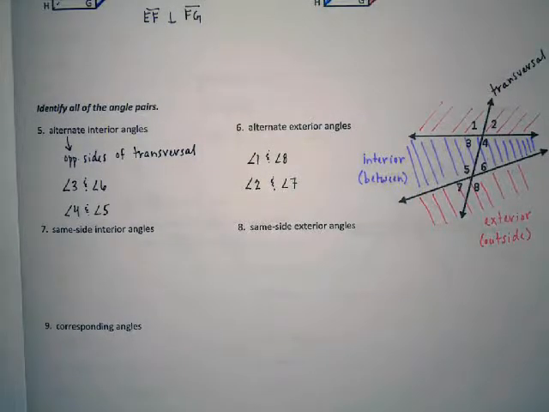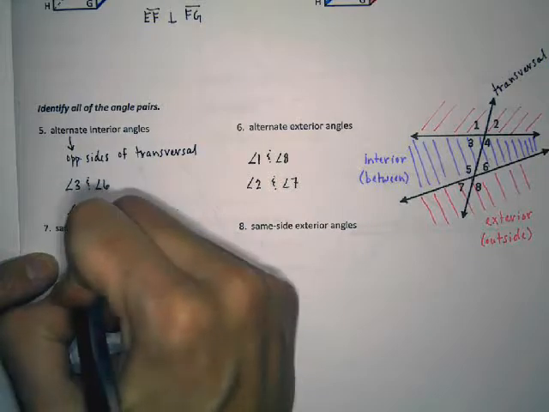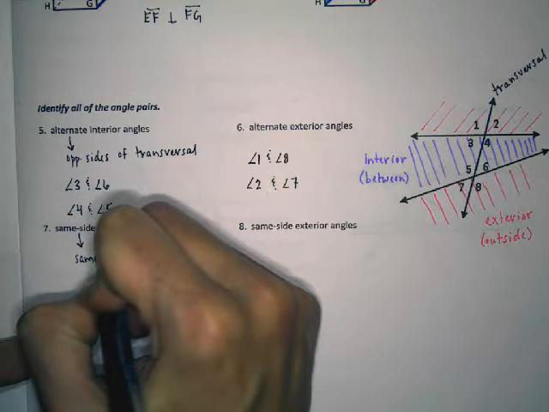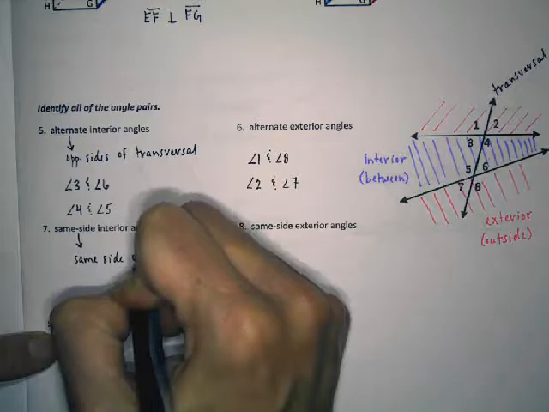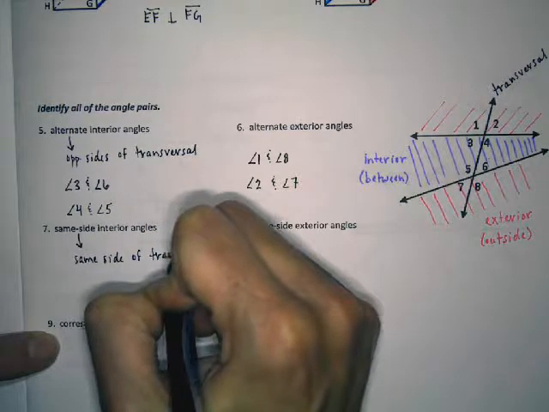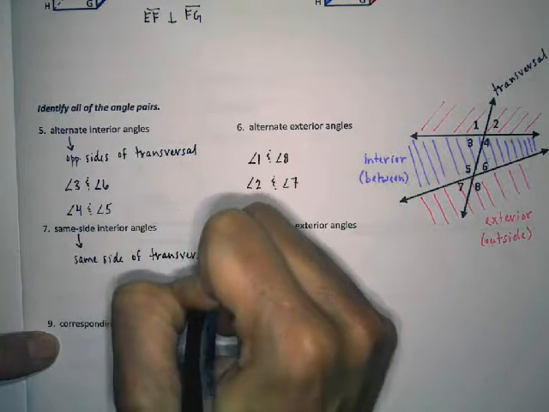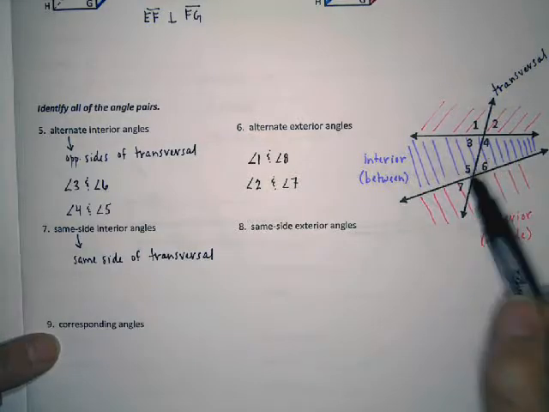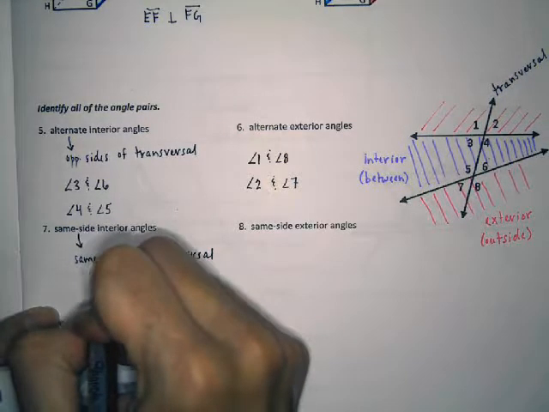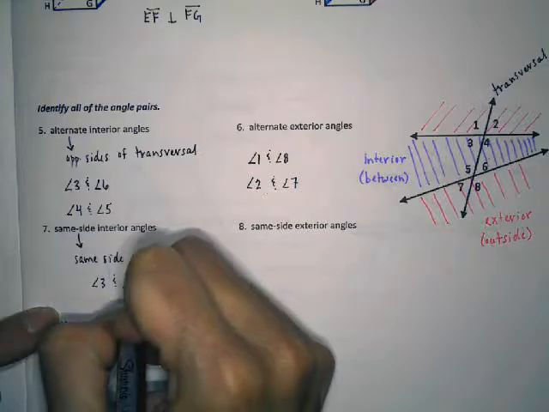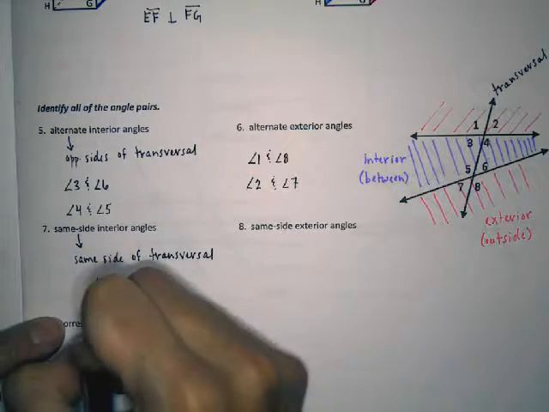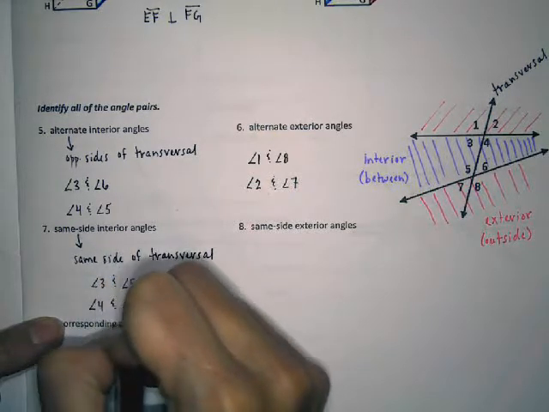For number 7, we have same side interiors. Again, we're in the interior, so we're in the purple area here. And now we know that we're on the same side of the transversal. So I'm going to have 2 angle pairs here. Angle 3 and 5 will be one of my pairs. And angle 4 and angle 6.